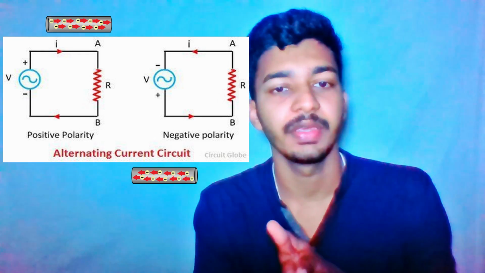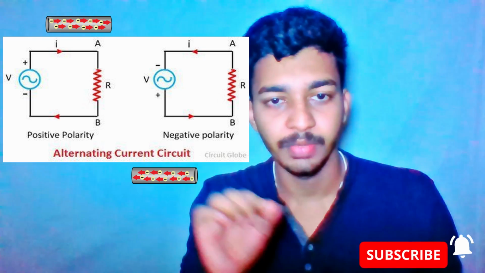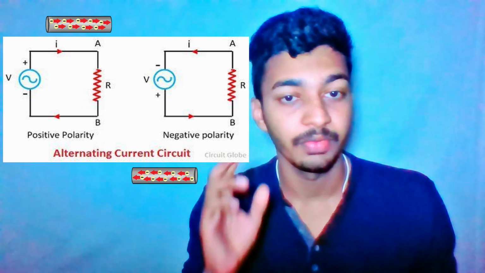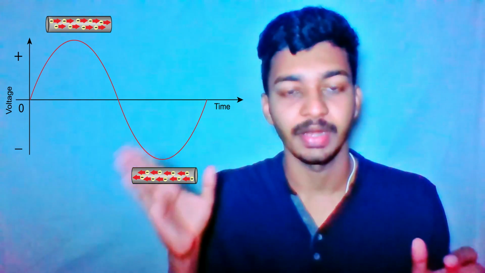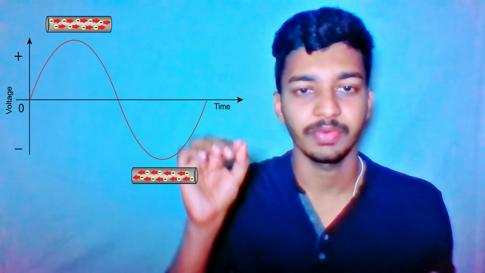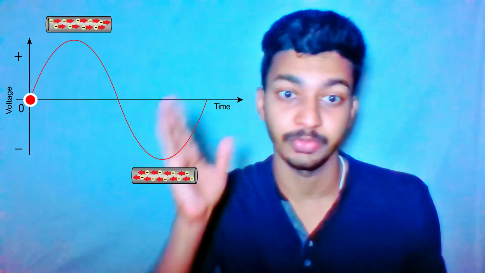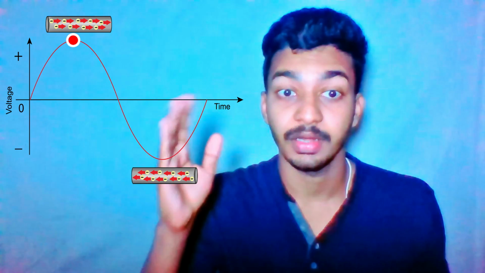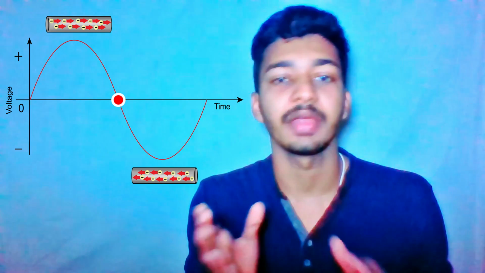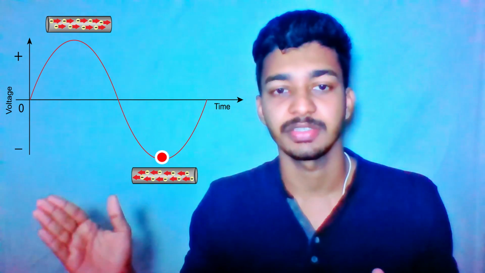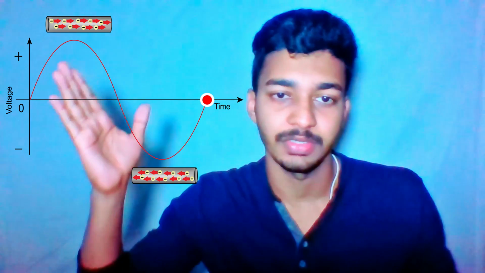Which means if we have a 230 volt 50 Hz AC supply, the current will move forward and backward 50 times a second. While considering a graph of an alternating current, if we start from zero, for a certain period of time, current increases to the maximum in the positive direction, and after that it reduces to zero. Then after that the current increases to the maximum in the negative direction and it moves back to zero.